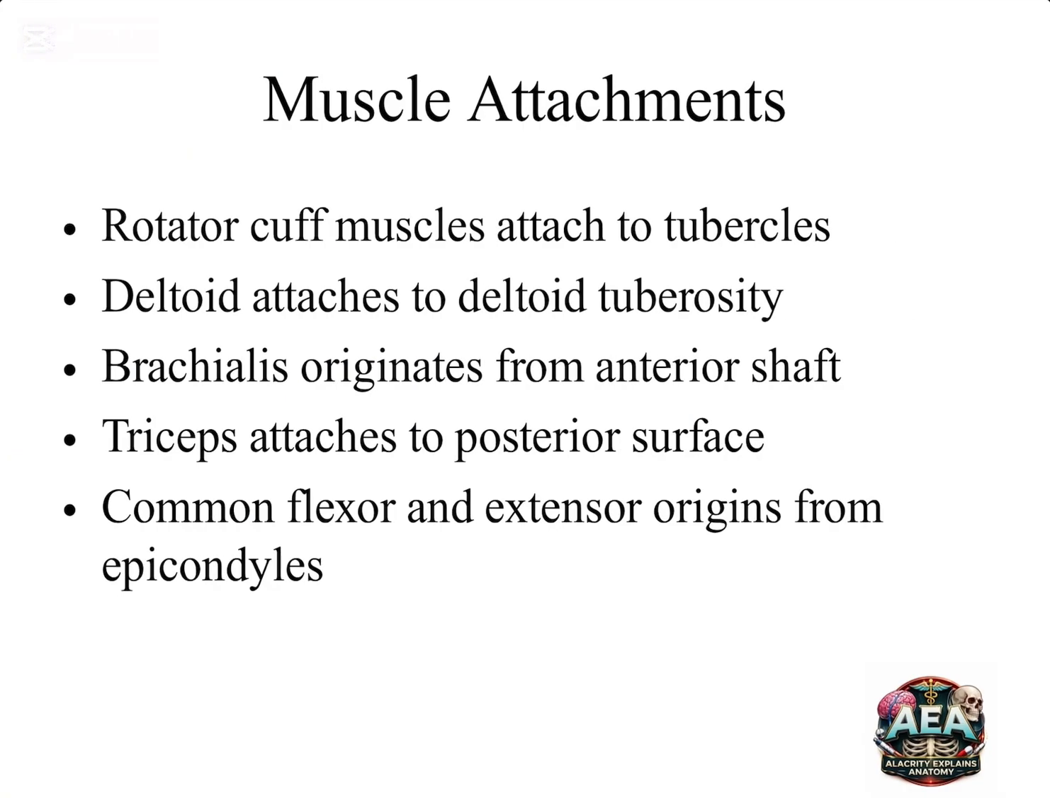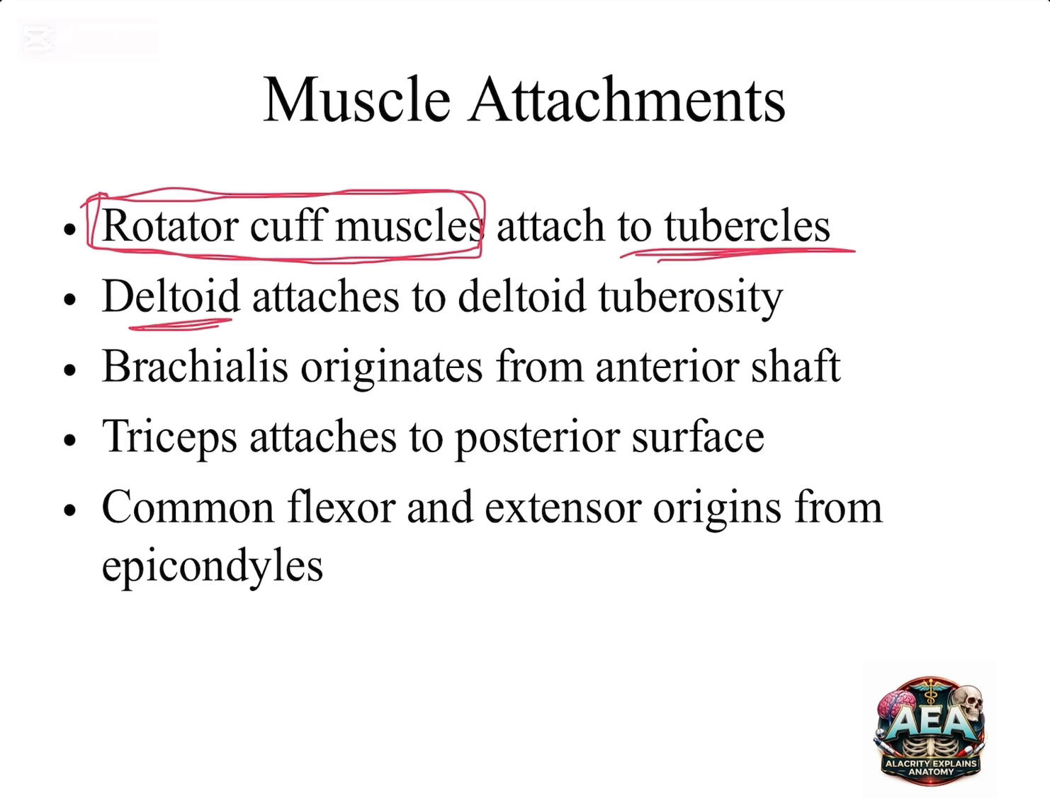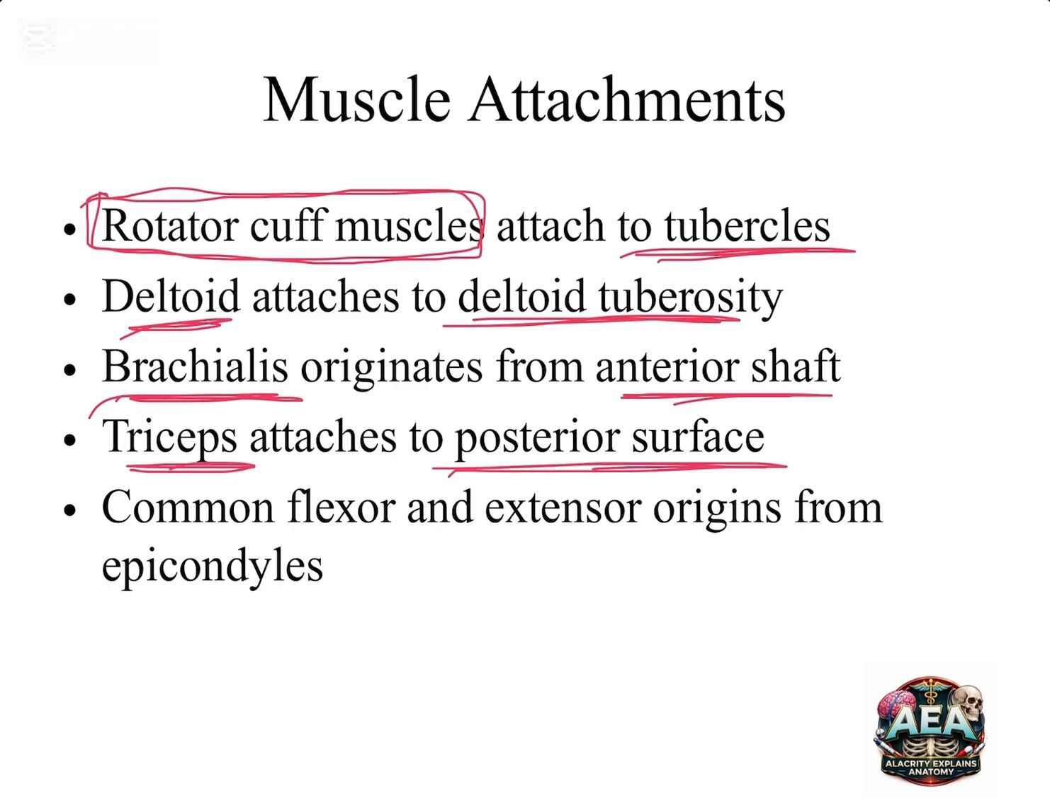Muscle attachment. The rotator cuff muscles attach to the tubercles of the head of the humerus; we will discuss them in one of our later videos. The deltoid muscle attaches to the deltoid tuberosity. The brachialis muscle originates from the anterior shaft of the humerus and helps in flexion of the elbow joint. The triceps brachii muscle attaches to the posterior surface of the humerus and is responsible for extension of the forearm.